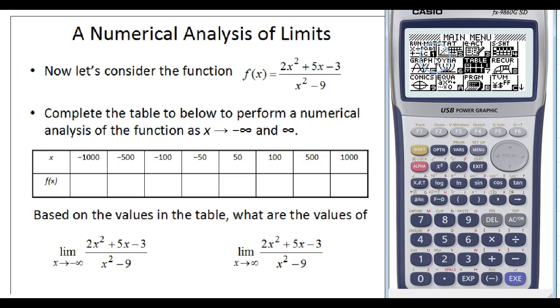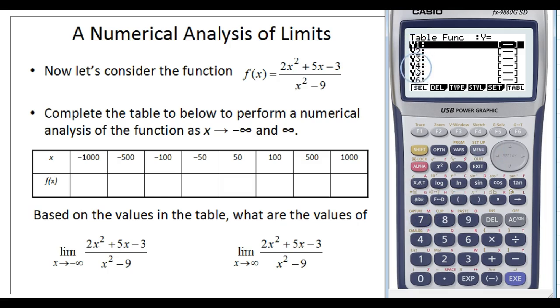Some models, I think the model that you use in class, table, you hit 5 for. This is a slightly different model, the 9860G, and you hit 7. But whichever one your table is, you look at table and press that number, and you're going to get a list of functions.